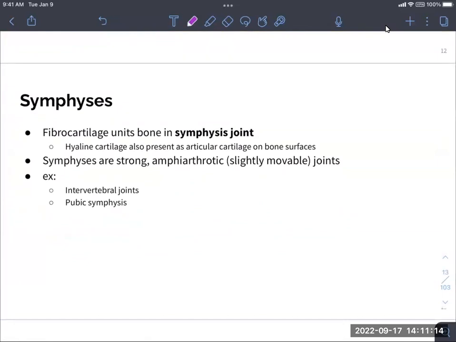Symphysis. First thing you should have thought of when I said symphysis would be the pubic symphysis. That pubic symphysis is, of course, a symphysis joint. It is made of fibrocartilage. Well, fibrocartilage, that's your intervertebral discs too. So both the intervertebral discs and the pubic symphysis are fibrocartilage.